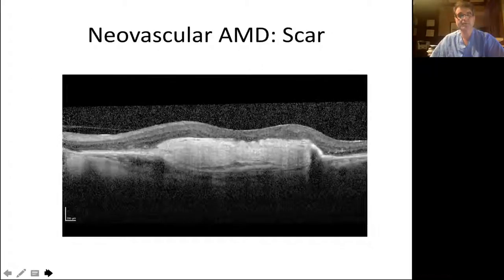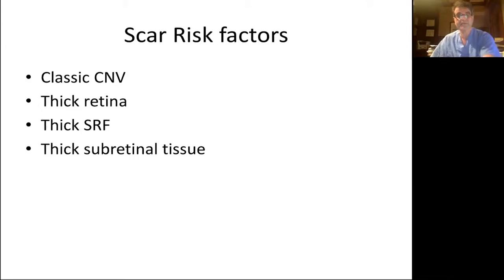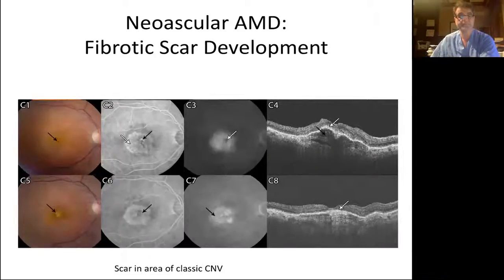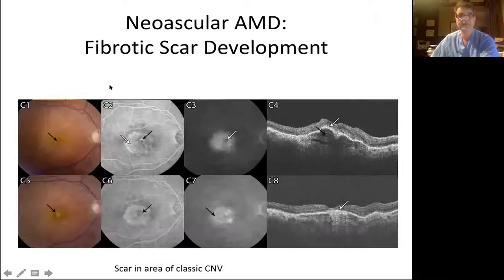So we would like to prevent scar formation because this is associated with poor vision. We'd like to identify some of the risk factors. So scar risk factors include classic choroidal neovascularization, thickening of the retina, thick subretinal fluid, and thick subretinal tissue. Here's an excellent example of scar formation in the classic portion of this choroidal neovascular membrane. Let me stop for a moment because I believe we have some more questions.